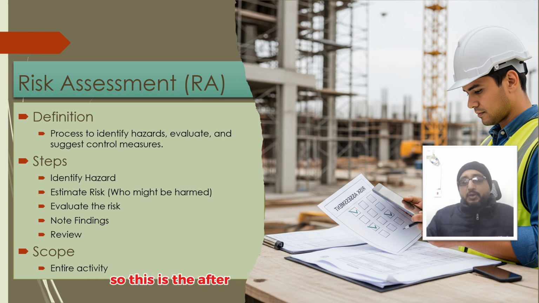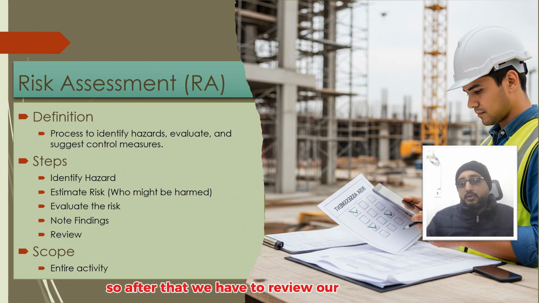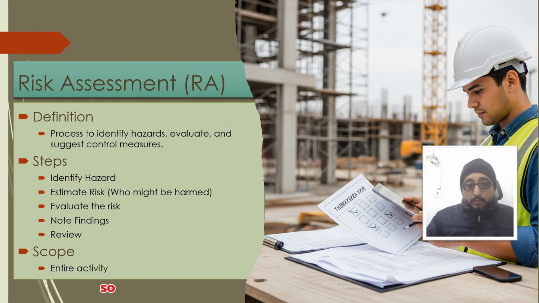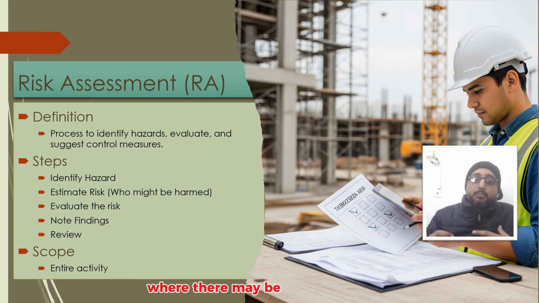After that, the fifth step is the review. Basically, this review step is a continuous process. It may be scheduled after a time period has passed, maybe 1 year. After 1 year, each risk assessment should be reviewed, or if any change happens. If there is any change like equipment change, activity change, or an incident happened, then we have to review our risk assessment. So the scope of the risk assessment is basically focused on an activity where there may be more than one job.